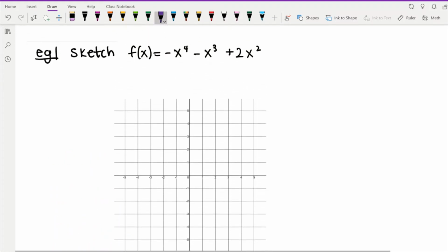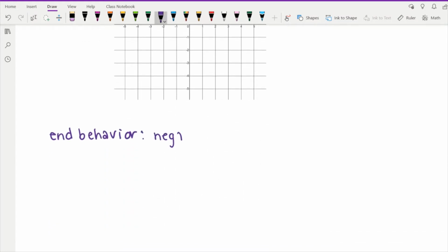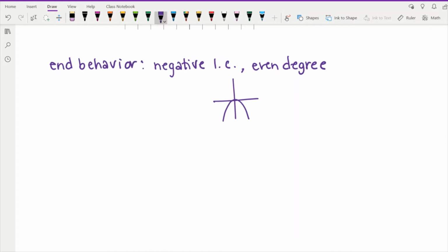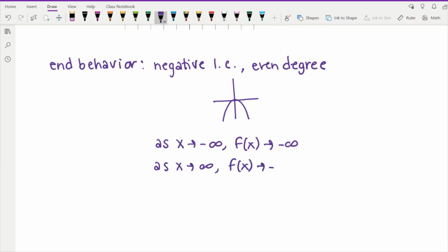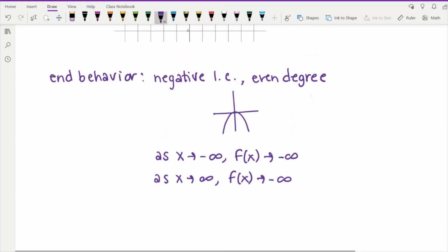So looking at this polynomial, we can see that its leading coefficient is -1. So it has a negative leading coefficient, and its degree is even. And so that tells us that it's going to have a general shape that looks kind of like this. Right? It's going to look kind of like negative x squared. And so to write down the end behavior in the formal way that we learn to write it, we would say, as x approaches negative infinity, f of x approaches negative infinity. And as x approaches positive infinity, f of x also approaches negative infinity.